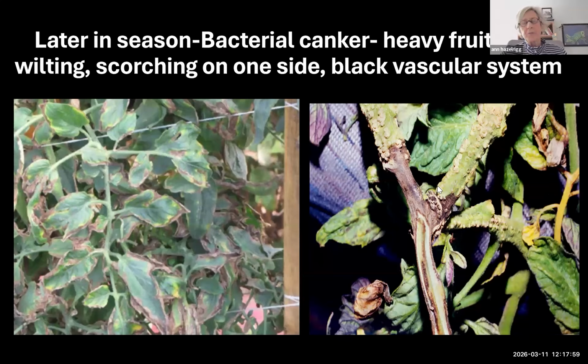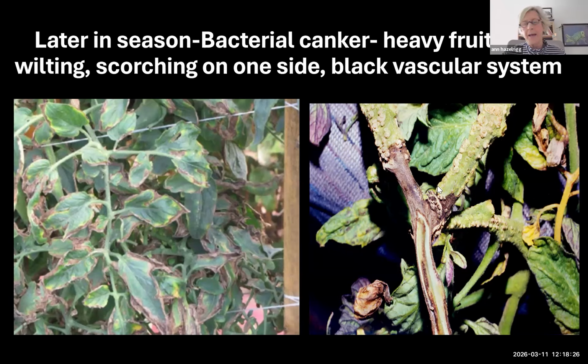Later in the season, if you see wilting in the plant, oftentimes you'll see leaf scorching, leaf dieback. This is a bad one. It usually shows up when there's a heavy fruit load. And if you cut open the stem, you might see adventitious roots too, but you see that black or dark brown in the vascular system. So this would occur later in the season versus the pith necrosis early in the season.